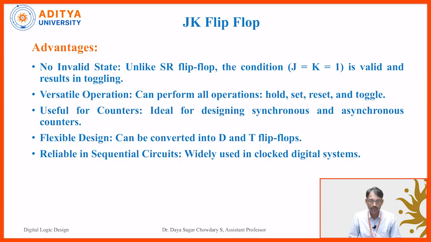Now coming to the advantages of the JK flip-flop. Here, no invalid state. Previously in the SR inputs, when both are 1 1, there the invalid condition is there, but here we are eliminating that invalid condition. Definitely we will get the output here, the toggling condition. So unlike SR, for J and K equal to 1, a valid output we will get, that is toggling.